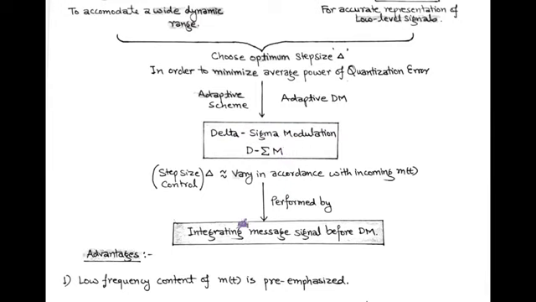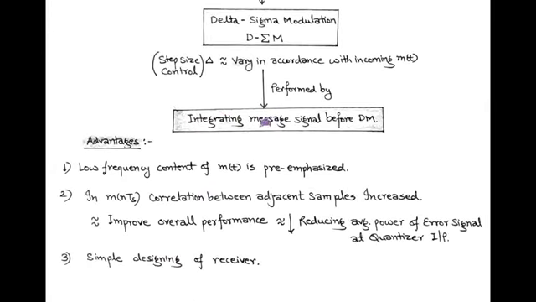There are advantages of using an integrator in delta sigma modulation technique. First, the low frequency component of modulating signal m(t) is pre-emphasized, which means increasing the amplitude of low frequency components. Second, in the sampled signal m(nTs), correlation between adjacent samples increases, and this will increase the overall performance by decreasing the average power of the error signal at the quantizer input. And using the integrator, the receiver design becomes simple.